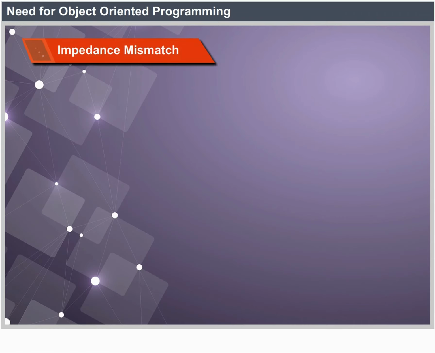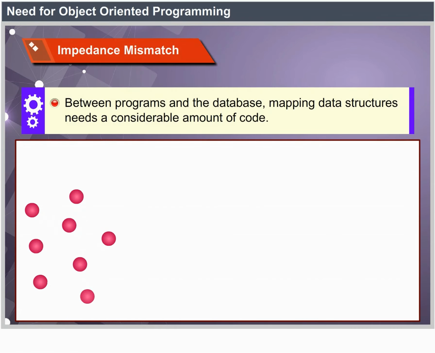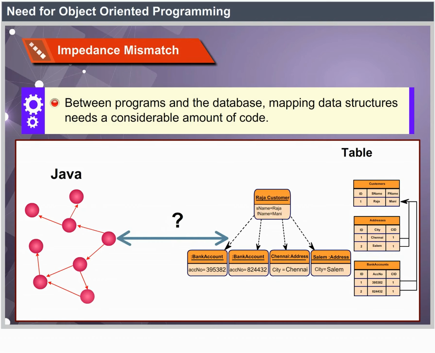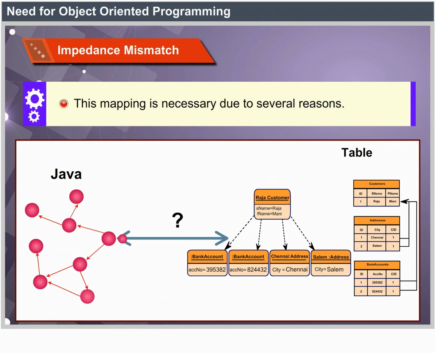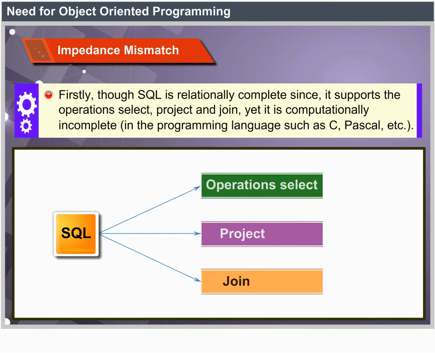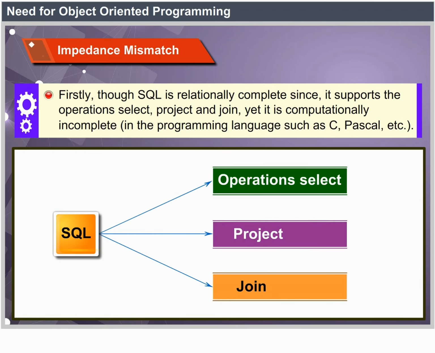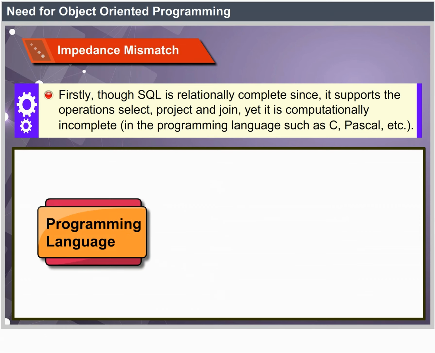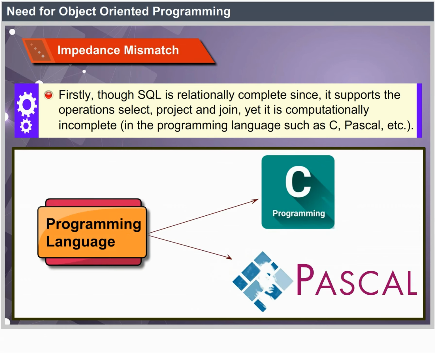Impedance mismatch. Mapping data structures between programs and the database can account for a considerable amount of code. There are several reasons why this mapping is necessary. Firstly, SQL is relationally complete. It supports the operations select, project, and join, but it is computationally incomplete in the sense of a programming language such as C, Pascal, etc.